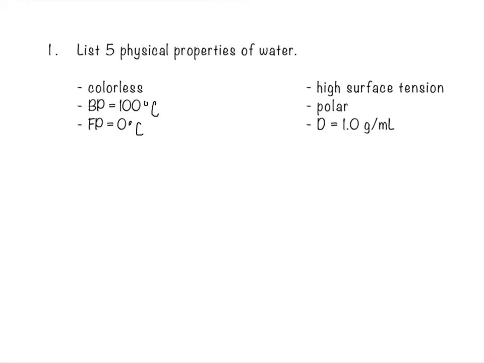As far as physical properties of water go, they are basically properties that you can observe without changing the identity of the water. Some of them include the water is colorless, boiling point of 100 degrees Celsius or freezing point of 0 degrees Celsius. That doesn't change the identity of the water. It's a change in state, but when you boil it, it's steam, it's still water. Same thing when you freeze it. It's no longer liquid, it's in the solid phase, but it's still water.